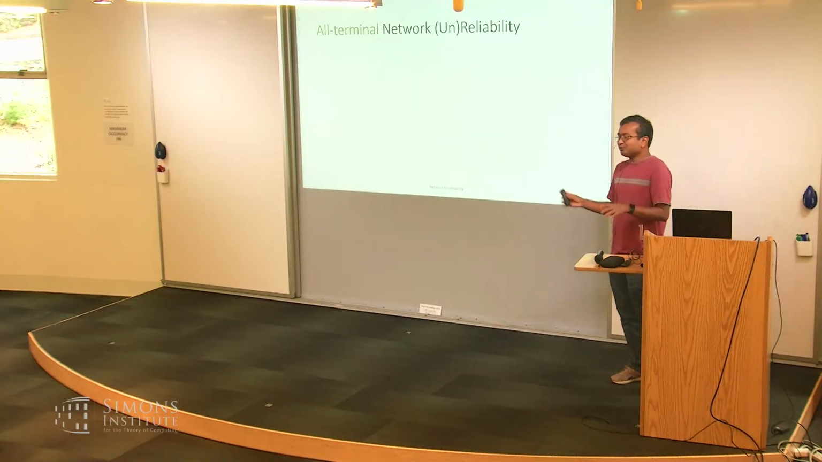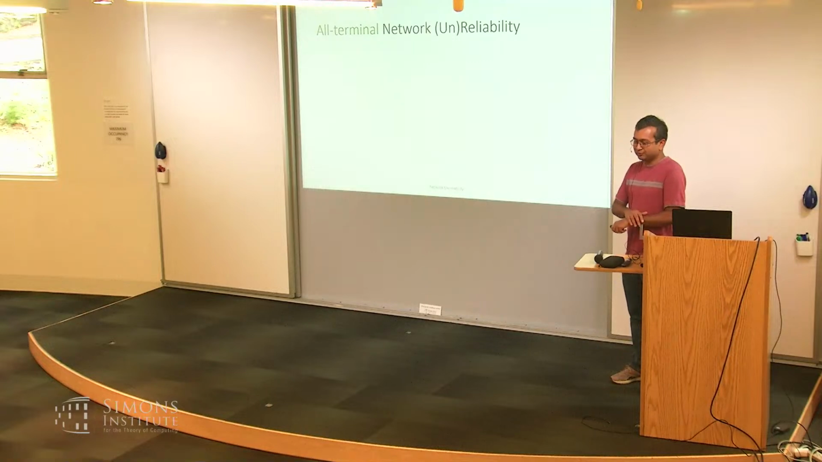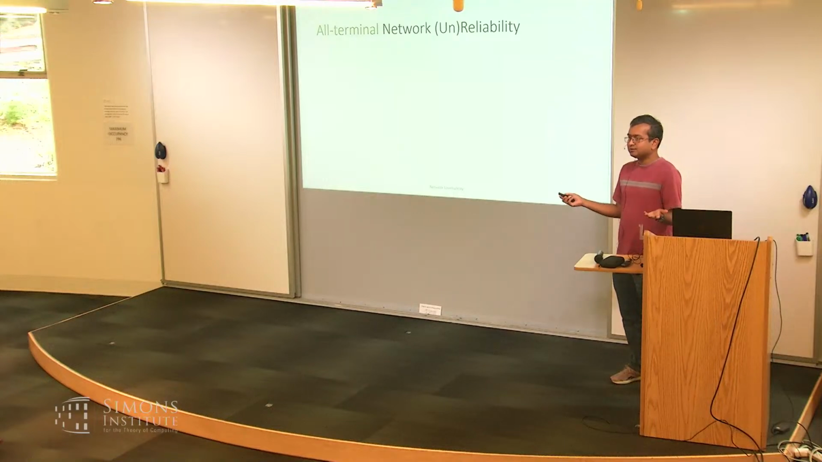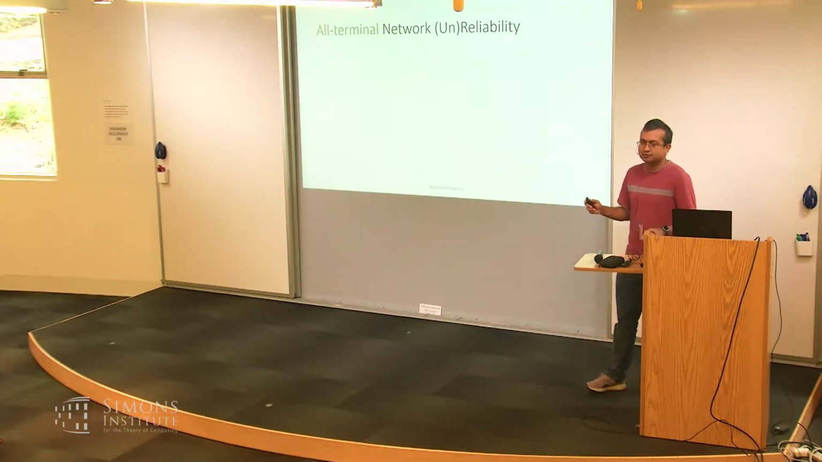So the rest of my talk is going to be about the all-terminal network unreliability, or reliability, problem. This is basically the problem where, again, I give you a graph, and every edge fails with some probability p. You can even think of p as half. It doesn't really matter. And I want you to figure out what is the probability that the graph gets disconnected, or what's the probability that the graph stays connected. Of course, these two are the same if we are talking about exact numbers, but not if we are approximating things.